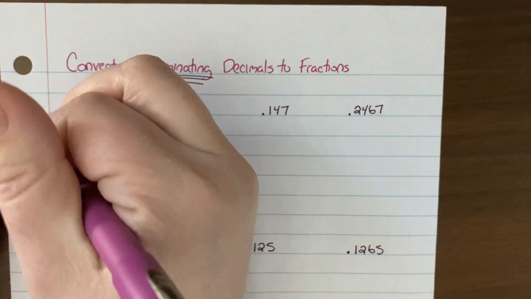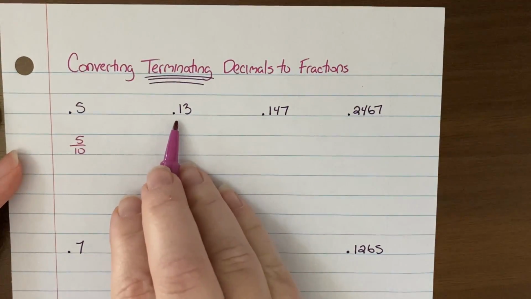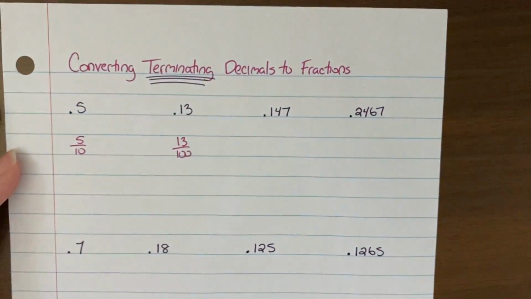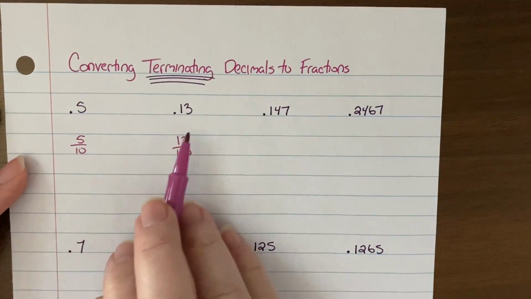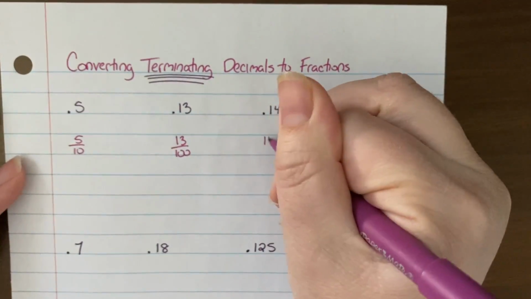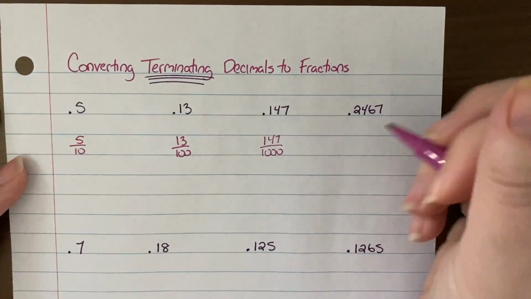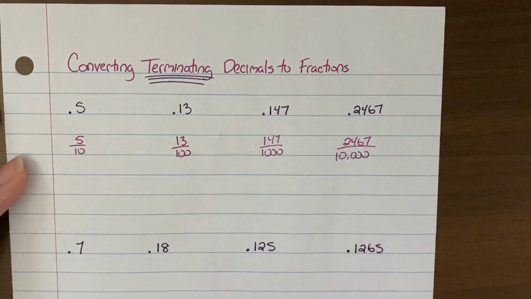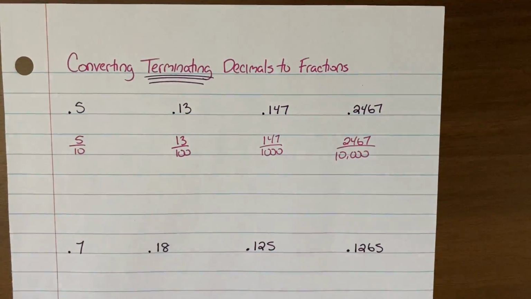So 0.5, because 5 is in the tenths place, becomes 5/10. 0.13, because the 3 is in the hundredths place, it becomes 13 over 100. That's why we refer to these numbers correctly as 5 tenths, 13 hundredths. This would be 147 thousandths, because the last digit, the 7, is in the thousandths place. And 2467 would be over 10,000. Okay, so it's a pretty simple concept. You just need to know what place value you're going to.